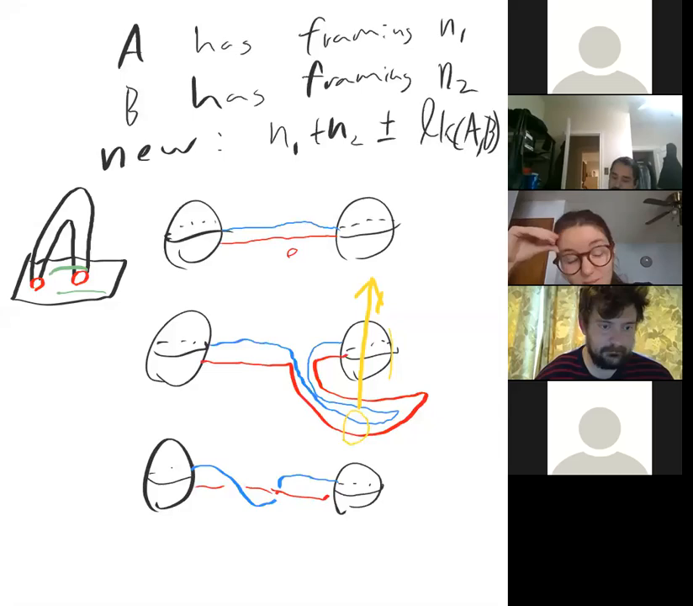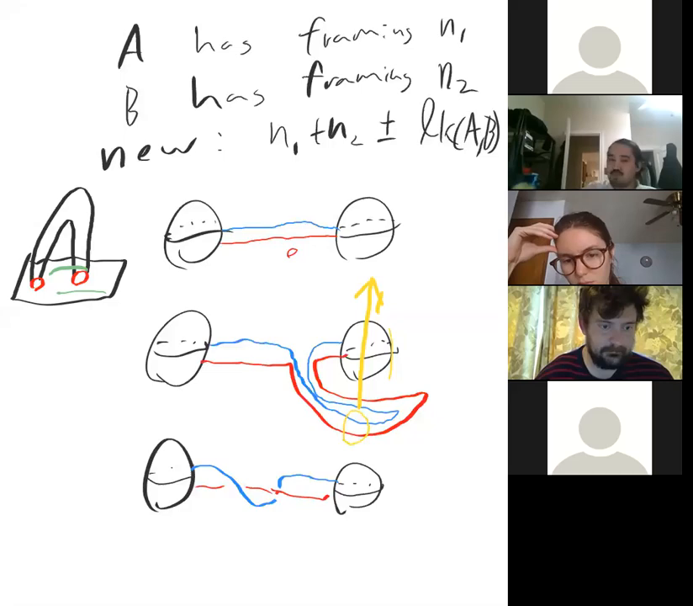Oh, wait, no. In the picture, the picture's in three dimensions. So you can actually just imagine this being some physical thing that you're holding, like a belt with two things on the end of it, and literally just manipulating it so that the ball goes through the hole like he has it drawn, or the straps put over the end of it.